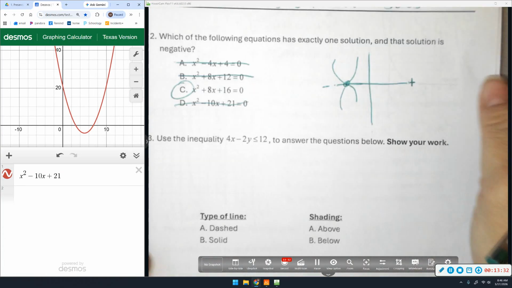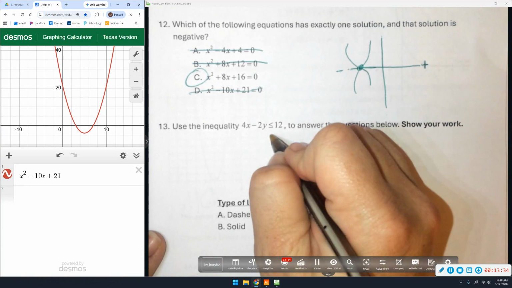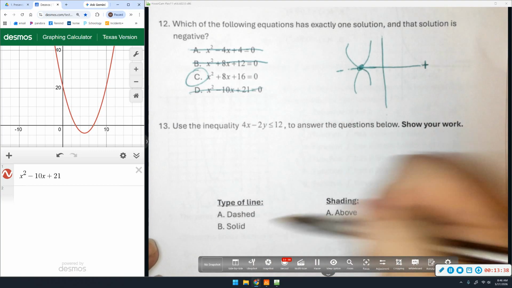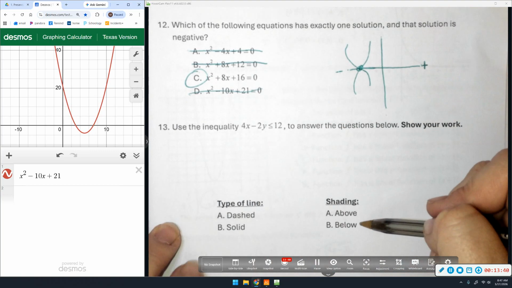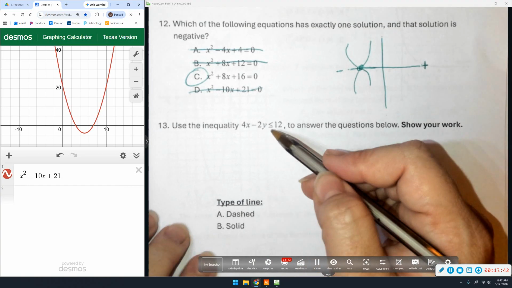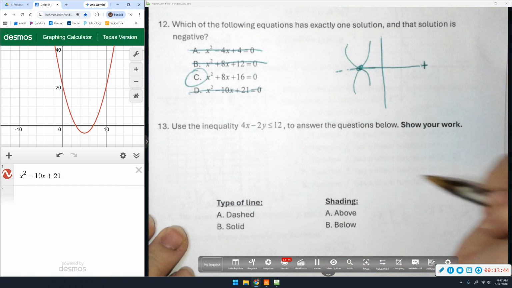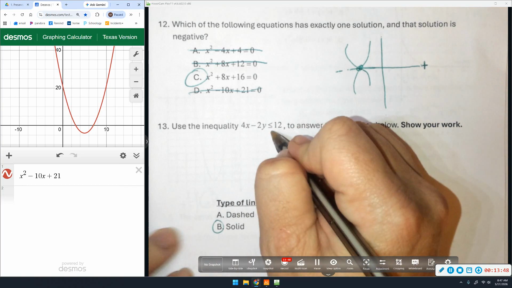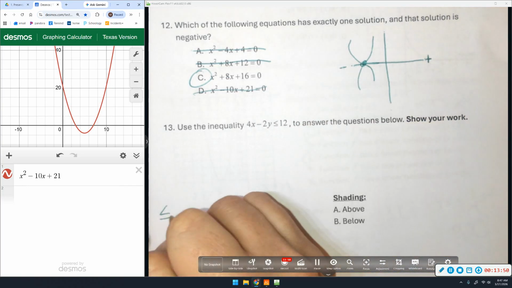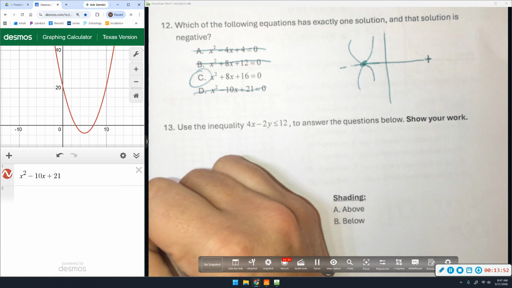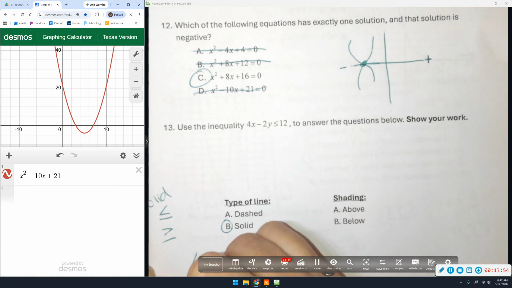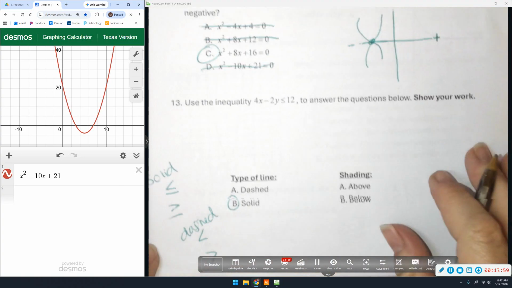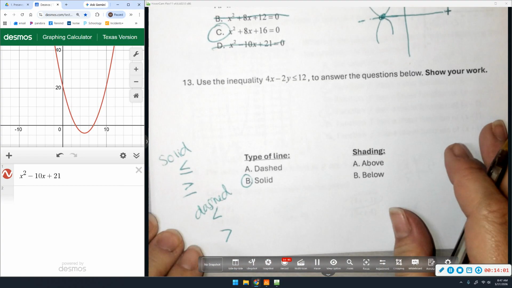Number 13. First things first, it says using the inequality, answer the questions below. So it wants to know solid or dashed, above or below. There's 2 ways to do this. You can think about it the way we talked about the warm-up, or you can solve for y. So I know right away it's going to be a solid line because it's equal to. Just a reminder, these 2 get solid lines. These 2 without the equal to get dashed lines. I know it's been a while since we've talked about this.